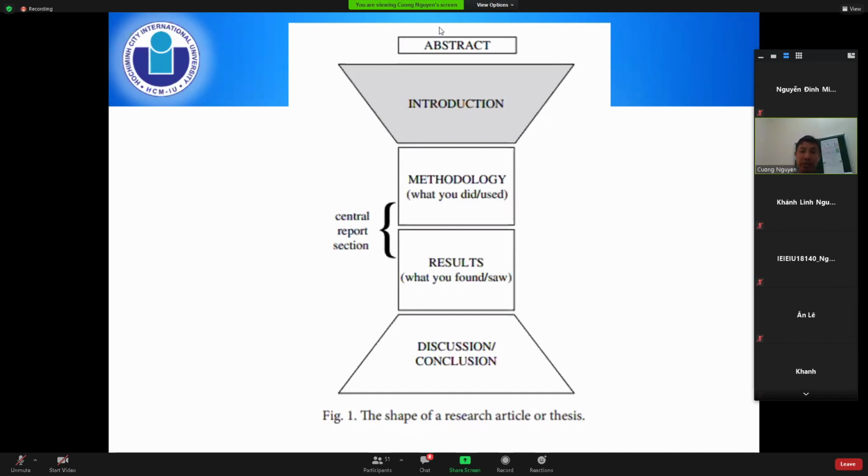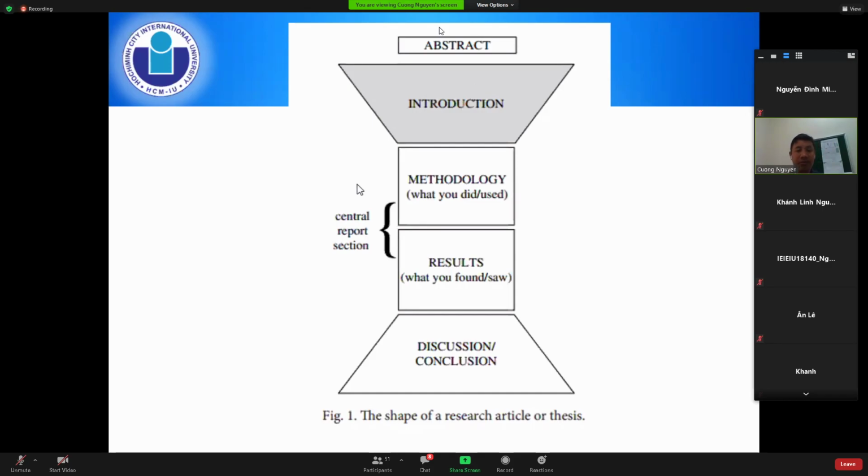So you see on the picture that methodology and results make the central report section. That is the body of the essay, is what I mean. So introduction leads people in, like the gate of a house, or the door of a house. It leads people in.